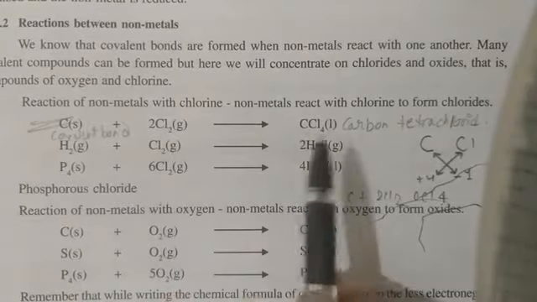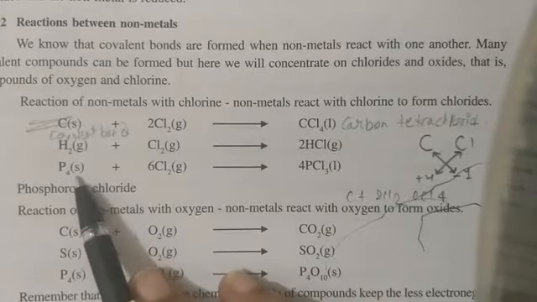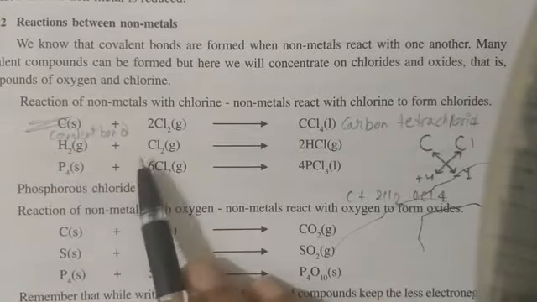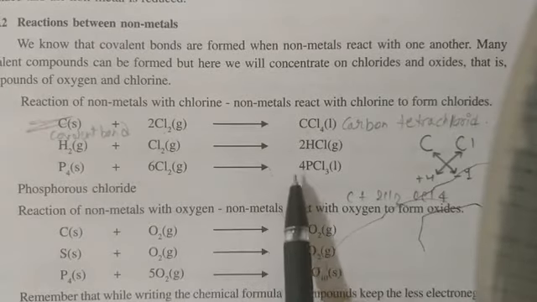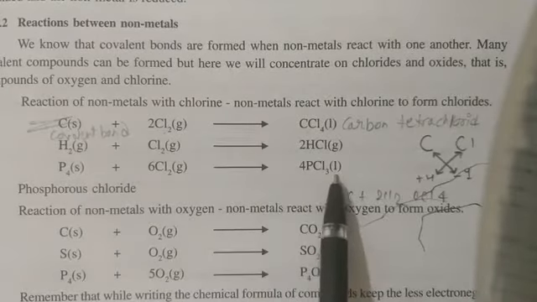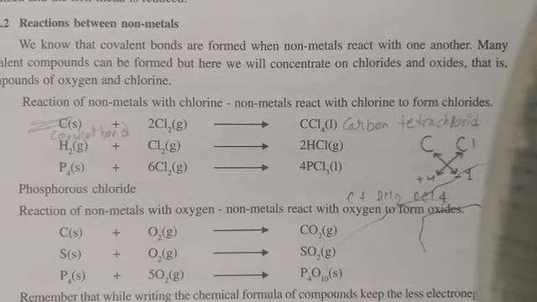H2 plus Cl2, obviously 2HCl. P4, the atomic state of phosphorus, will always be P4. P4 plus 6Cl2, sorry, so it will be 4PCl3. First was liquid, second was gas, and third was also liquid.